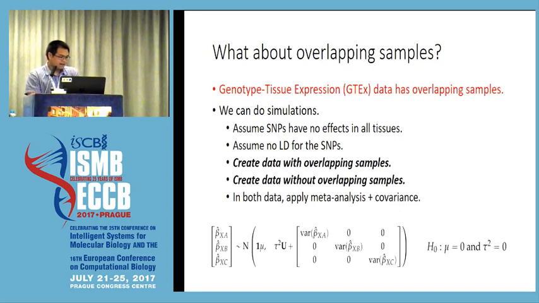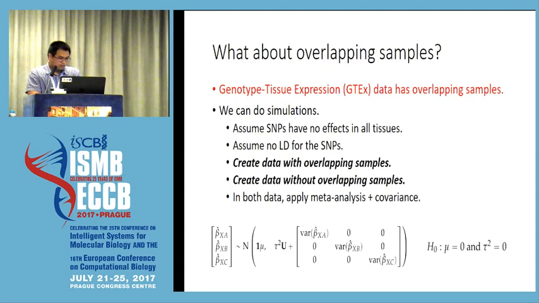In both of these data sets, we apply the meta-analysis method with the covariance term, basically fitting the distribution that is shown there to the observed SNP effects.